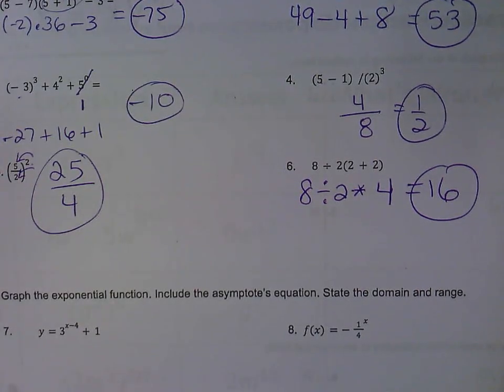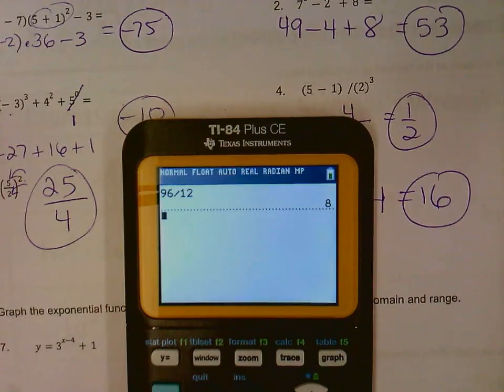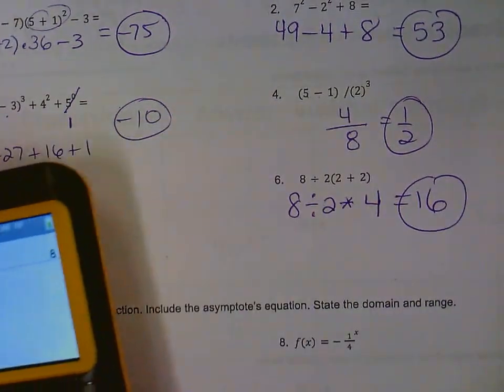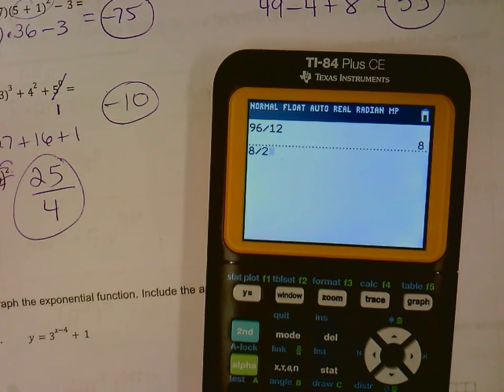And you can prove it using your calculator. So 8 divided by 2 times parentheses 2 plus 2 gives you 16.